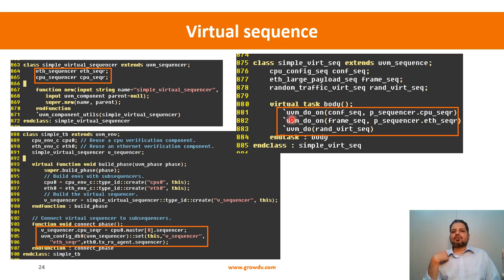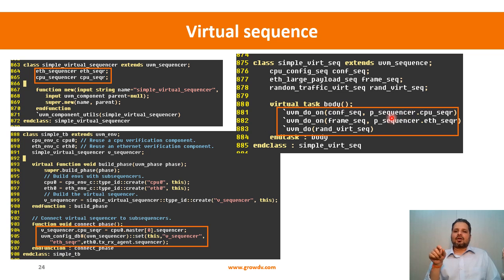Those you can do with the help of these macros. So here we are using this `uvm_do_on. We are passing this conf sequence, and then we are saying run it on p_sequencer.cpu_sequencer. So p_sequencer, like we have seen m_sequencer, for example, right? m_sequencer is a handle that contains the pointer to the uvm_sequencer on which that particular sequence is running.